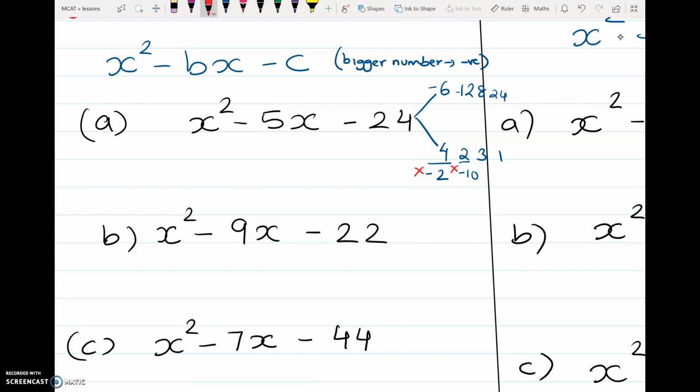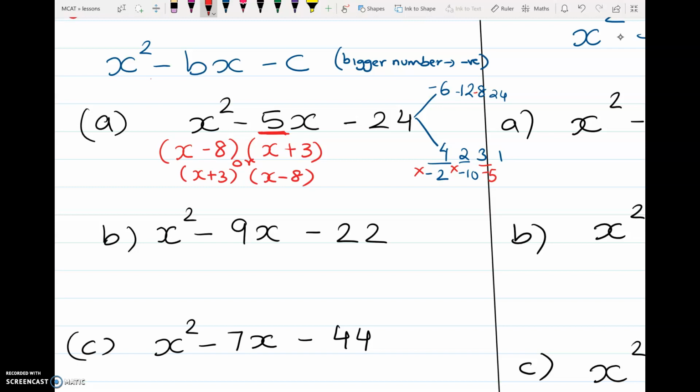So negative 8 and positive 3 will give me negative 5, and that's what I want. So my factors will be x take away 8, or x minus 8, and x plus 3. Now you can write x plus 3 at the front like this. So you can change their places. It will not change, but you cannot change the sign. So the sign needs to be with 8.